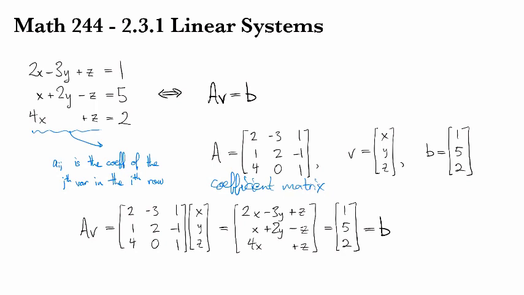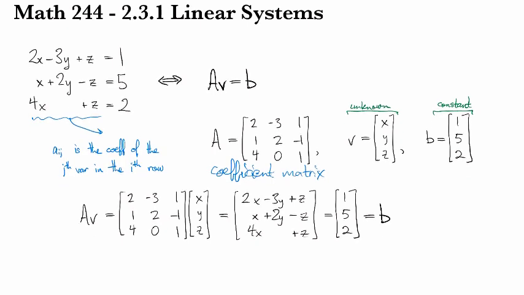So then we also have the unknown, or the vector of unknowns. And then we have the constant, or vector of constants. That's this guy here. And the equation that shows how the linear system is equal to the matrix equation is this one right here.